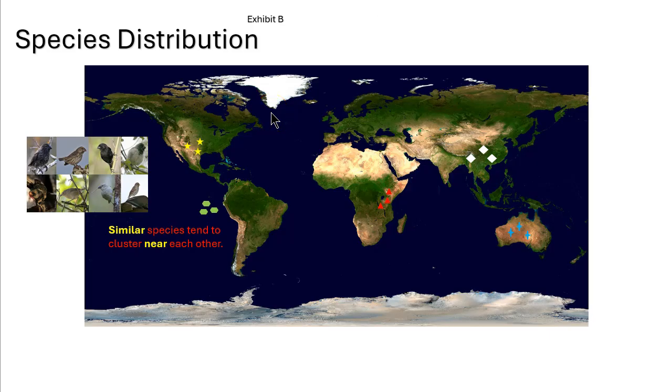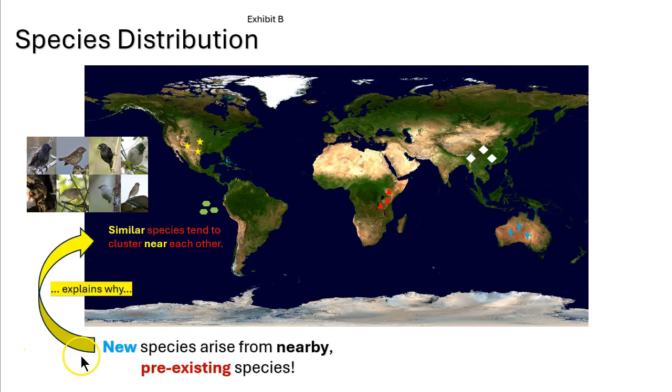So here Darwin found an important pattern as he looked at the location of species all across the planet. Similar species tend to cluster near each other. This was true in the Galapagos Islands, but also on the continent as well. Now, what would explain that? Well, for Darwin, it's precisely that new species arise from nearby pre-existing species. That's what explains the clustering of similar species living near each other.